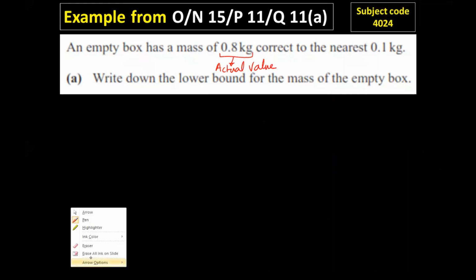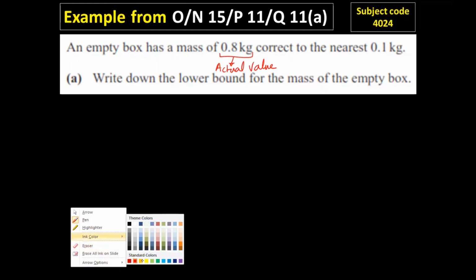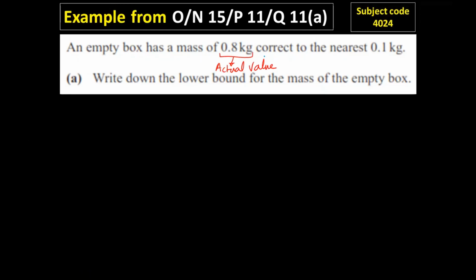The second step is to find the key for error. You can find it from this: correct to the nearest 0.1 kilogram. This is the key for error. So the error will be 0.1 divided by 2. Half of 0.1 is the error.